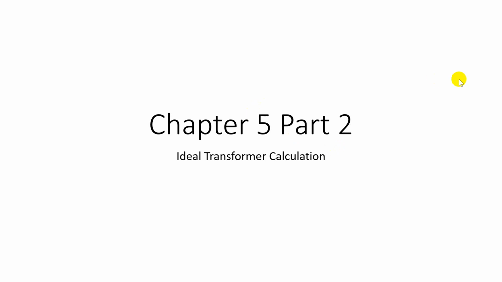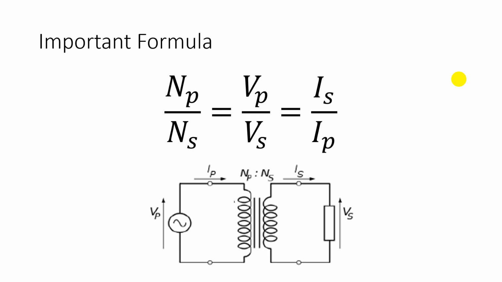We continue our class for chapter 5 part 2, which is ideal transformer calculation. In reality the transformer is not ideal, but for your class only focus on ideal transformer calculation. So this is the important formula.